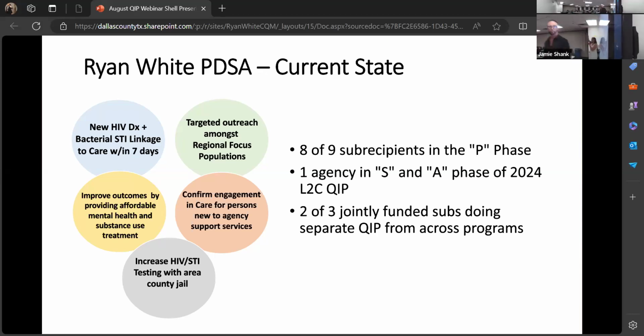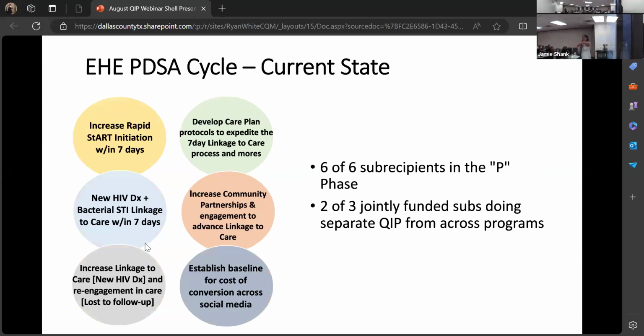Yeah, so we're all under this umbrella of linkage to care, but based on our different specialties, maybe mental health and substance use or legal services, or folks have STI testing and clinical care in-house, right? So we're all under the same umbrella. It's maybe just presenting or tailored a little bit more uniquely. So that's our current state with Ryan White. Let's hear EHE, y'all. Let's take it to the EHE side.